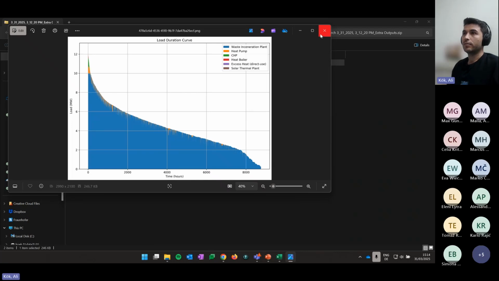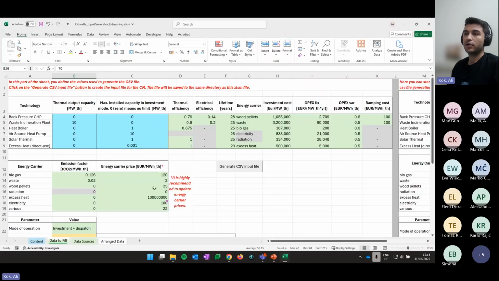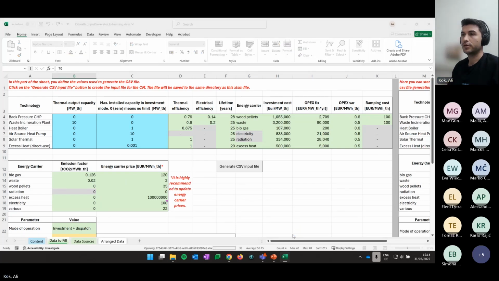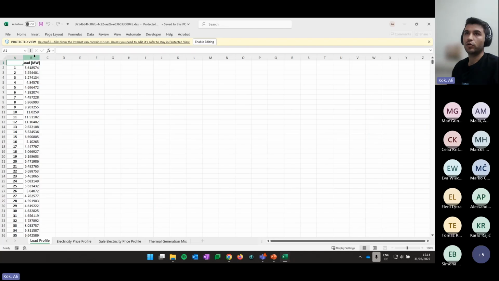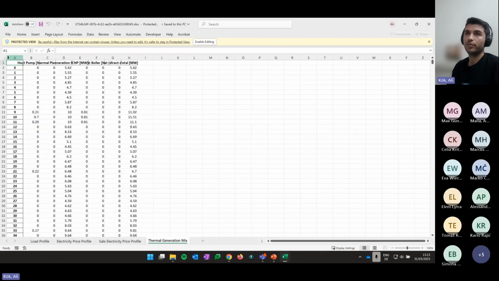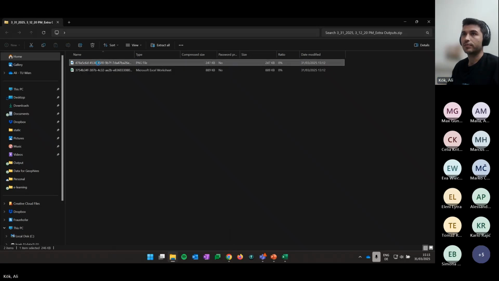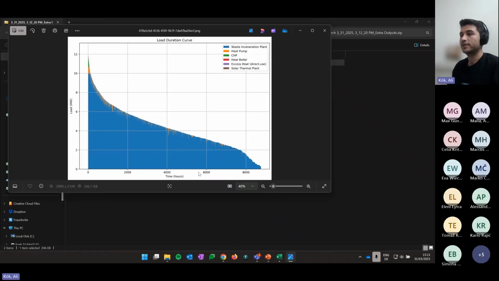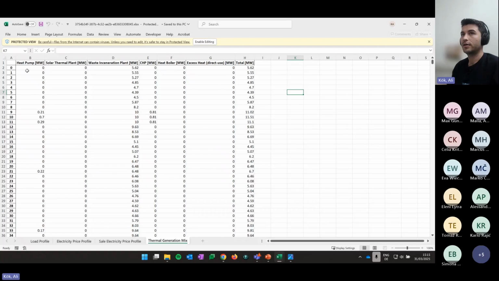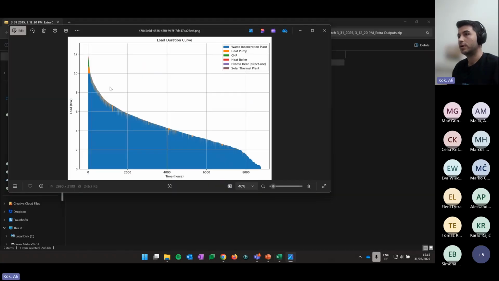And in the Excel file, in the extra outputs, opening in a second. As I showed before, you have the load profile used in the model. You have the electricity prices. You have the thermal generation mix by each technology. So basically, what you see here is the same as this data, but this is just for each technology every hour, and this one is just sorted by the highest load to lowest load.